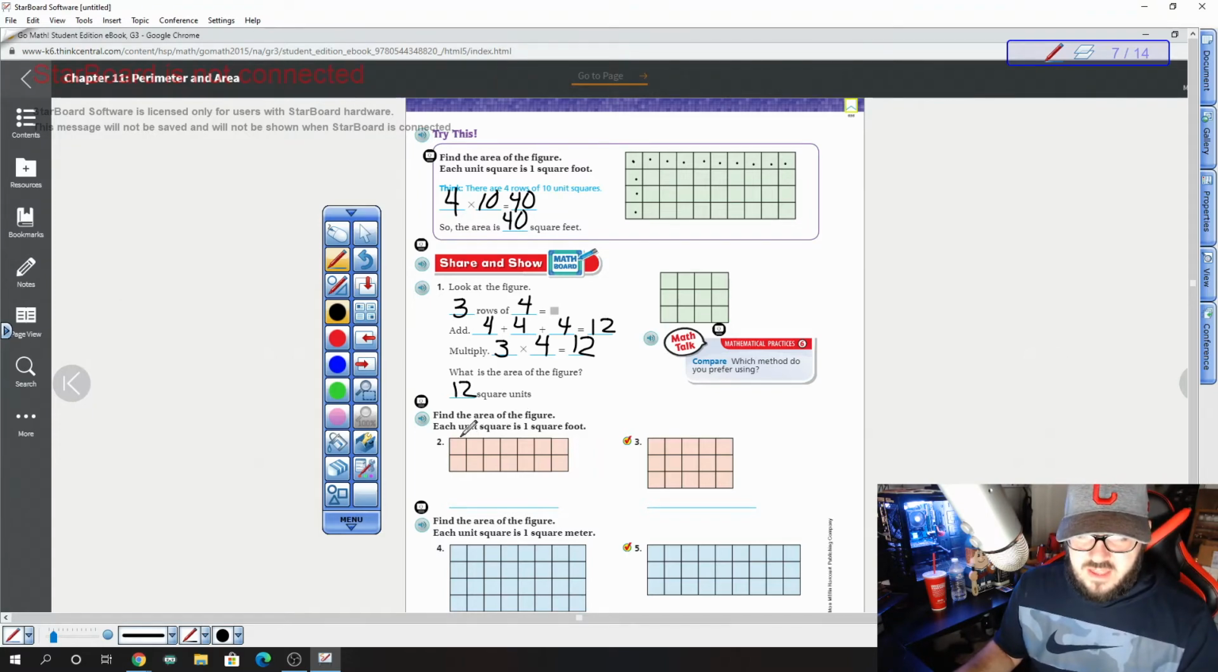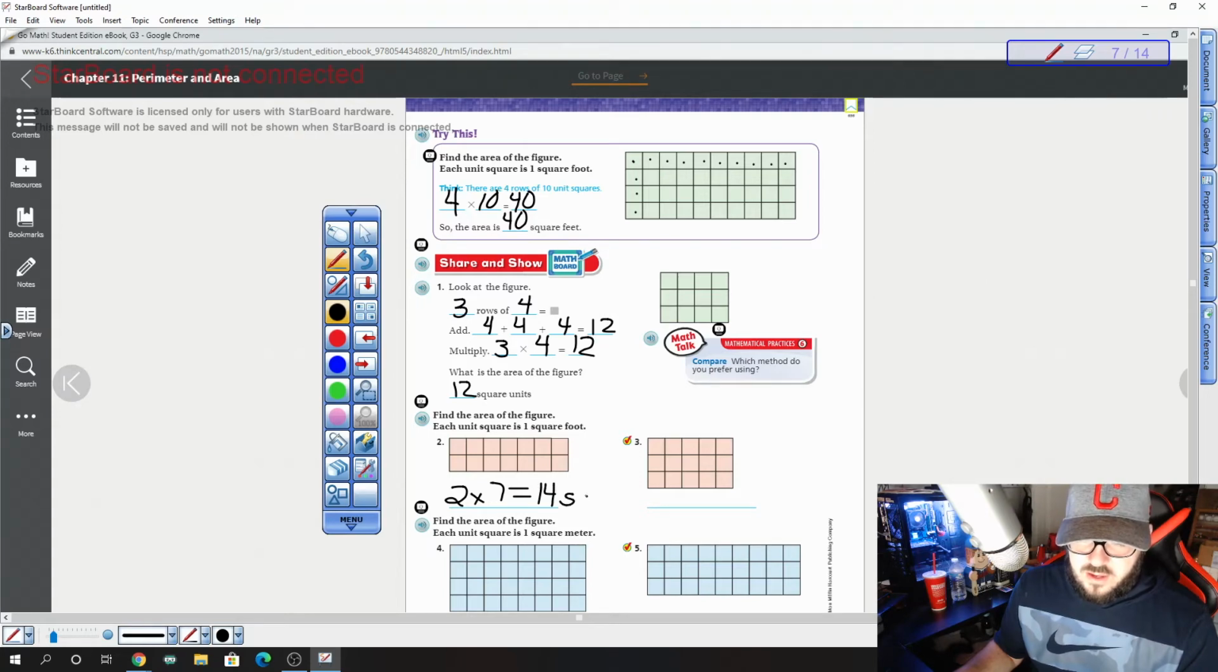All right, we're going to find the area of the figure. Each unit square is 1 square foot. So let's do our multiplication problems to solve. Make it quick and easy. Okay, number 2. We have 2 rows times 1, 2, 3, 4, 5, 6, 7. 2 times 7 equals 14.